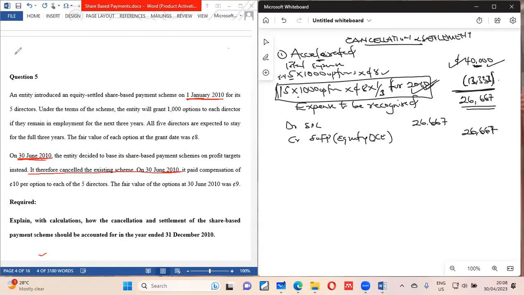What you do is, step one is what? Accelerate the vesting. The question said that all of them were expected, all 5. So you accelerate, and by accelerating, that is what we did here. You just do 5 by 1,000 by 8, which gave us 40,000. So that will be all. We won't do any 2010, any back year anymore, because there's no back year. It is the same year they gave it, the same year they are canceling it.